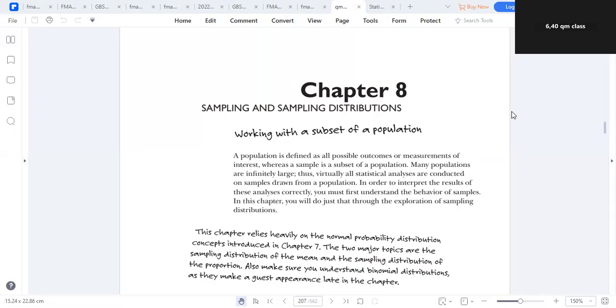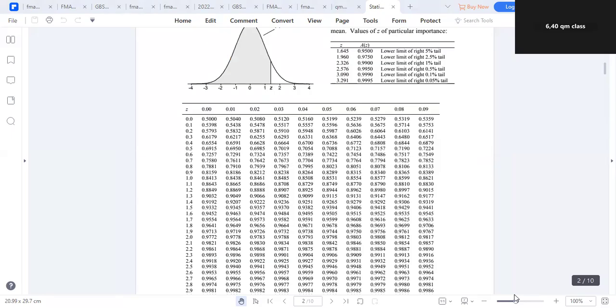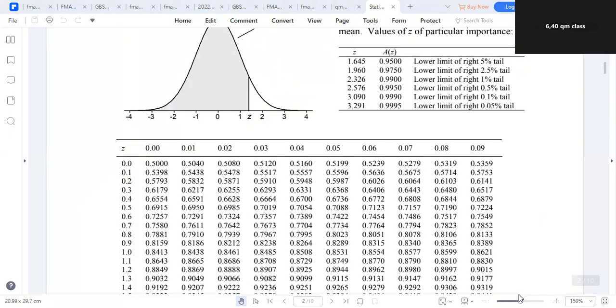Our session today, we're going to learn how to use these statistical tables. These statistical tables are very important to understand our normal distribution, our hypothesis testing, and as well to understand our estimation.